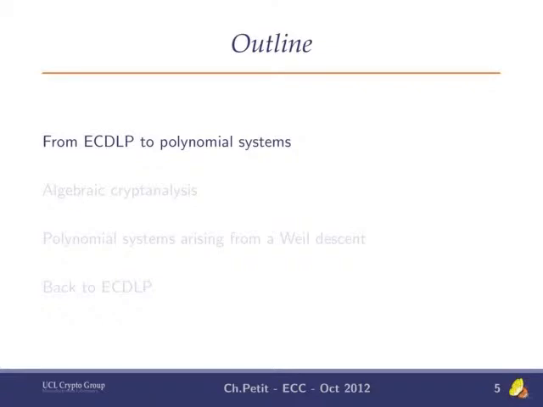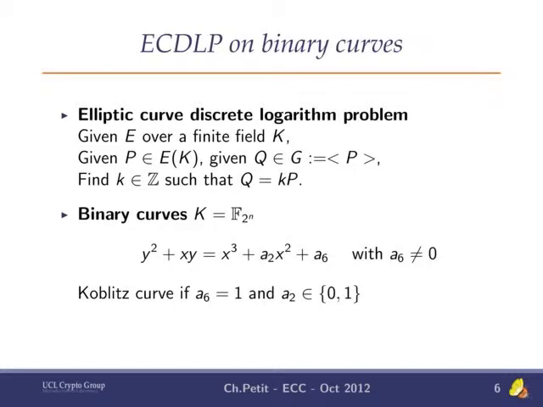So let's start with ECDLP, the elliptic curve discrete logarithm problem again. You're given some curve over a finite field k, a point P of the curve, and another point Q, and you want to find some k such that Q is equal to k times P. For binary curves, you have a finite field with characteristic 2, and curves have this form, where A6 must be different from 0. The curve is called a Koblitz curve if its coefficients belong to F2.